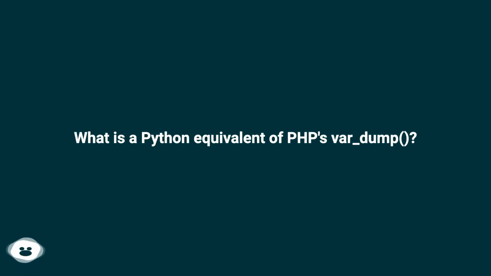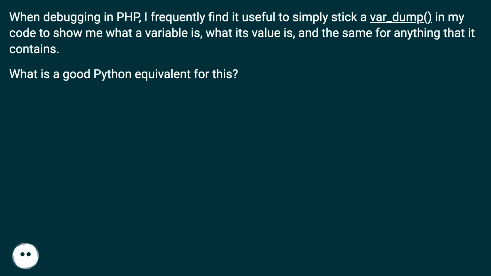What is a Python equivalent of PHP's var_dump? When debugging in PHP, I frequently find it useful to simply stick a var_dump in my code to show me what a variable is, what its value is, and the same for anything that it contains. What is a good Python equivalent for this?